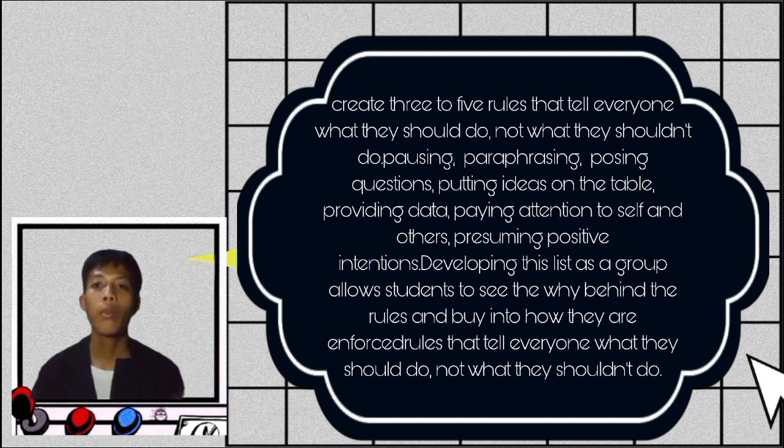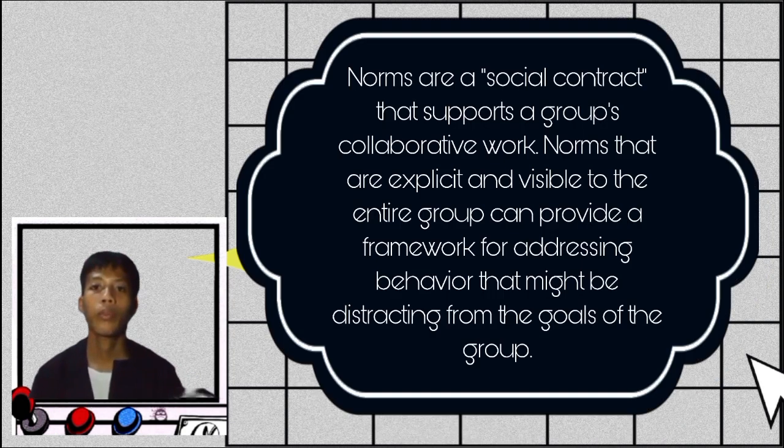Posting, paraphrasing, posing questions, putting ideas on the table, providing data, paying attention to self and others, presuming positive intentions. Developing this list as a group allows students to see the why behind the rules and buy into how they are enforced. Norms are a social contract that supports a group's collaborative work. Norms that are explicit and visible to the entire group can provide a framework for addressing behavior that might be distracting from the goals of the group.